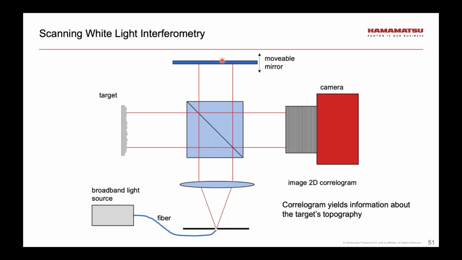Okay, so what it consists of, of course, is a broadband light source because, again, its coherence length is short. We have a movable mirror, and we have a beam splitter and the camera. And so what one does, one changes the location of the mirror and records the images. These images together form a so-called correlogram. And from that correlogram, one can determine the topography of the target. So again, this is very similar to point-by-point optical coherence tomography, often used to study, for example, structure in a human eye.